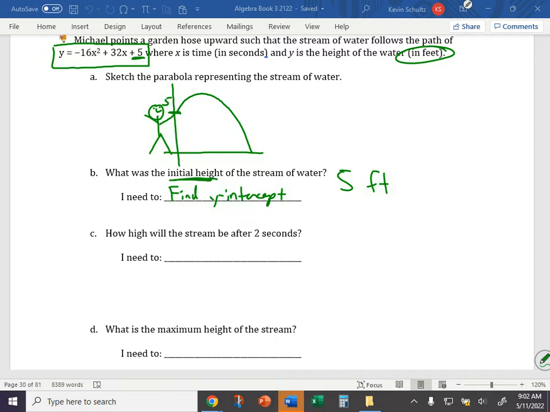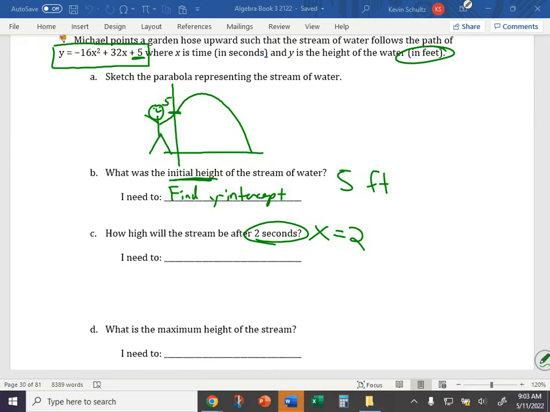Letter C. How high will the stream be after 2 seconds? I need you to stop just saying things, Ellen, and raise your hand. You're very interjecting today. How high will the stream be after 2 seconds? How are we going to calculate that? Remembering that x is the time and y is the height of the water. Plug in x into the equation. If the x represents the time and the y is going to be the height, if we're given a time, we're given a value for x. We're told to find the height after a time interval of 2 seconds.